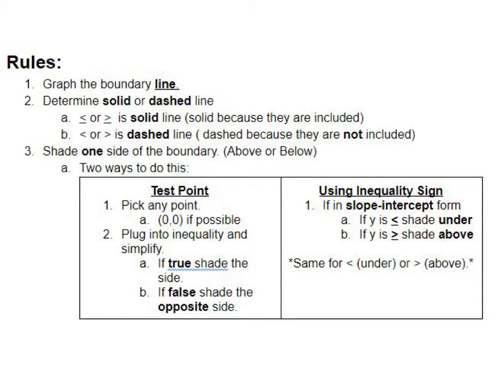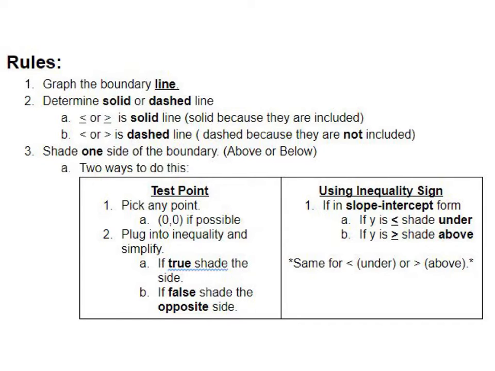The first one is to graph the line, which we handle differently whether it's in slope-intercept form or in standard form. Once we have that line graphed, the next step is to determine whether it's solid or dashed. Anytime you see an equal sign, we're looking for solid lines, because the points on the line are also included as part of our solutions.